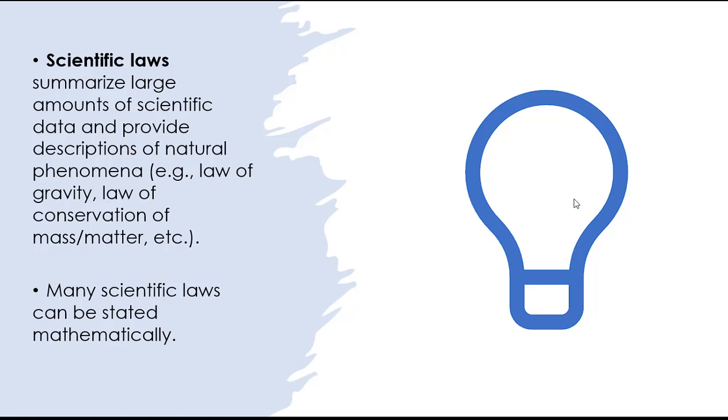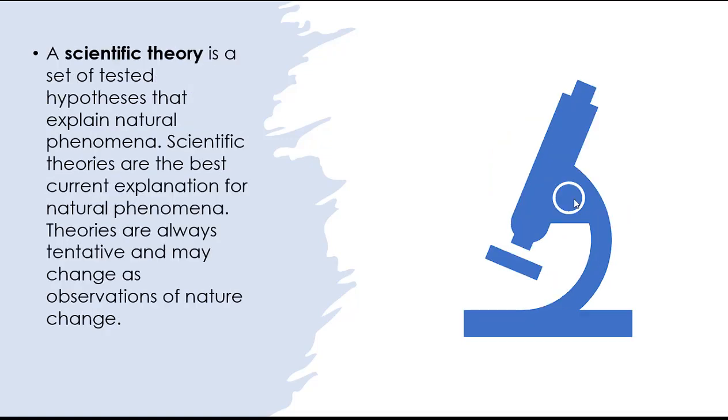So what is a scientific law? A scientific law summarizes large amounts of scientific data and provides descriptions of natural phenomena, such as the law of gravity, the law of conservation of mass and matter, etc. Because they tend to be highly validated and are always true, many scientific laws can therefore be stated mathematically. A scientific theory is a set of tested hypotheses that explain natural phenomena. Scientific theories are the best current explanation for natural phenomena, and theories are always tentative and may change as observations of nature change.